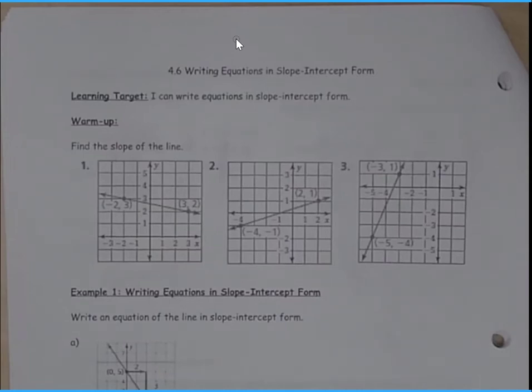Hey everybody, so today we're going to talk about how to write equations in slope-intercept form. The other day we learned how to graph them, but how can I write them given the graph?